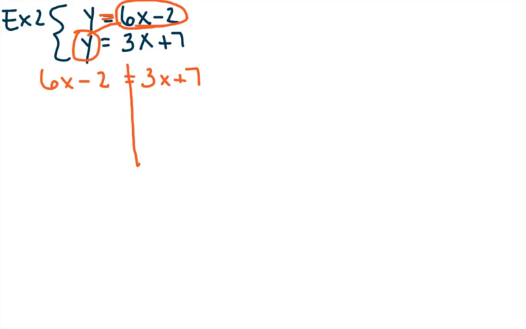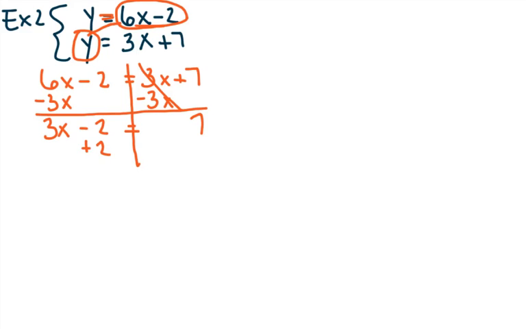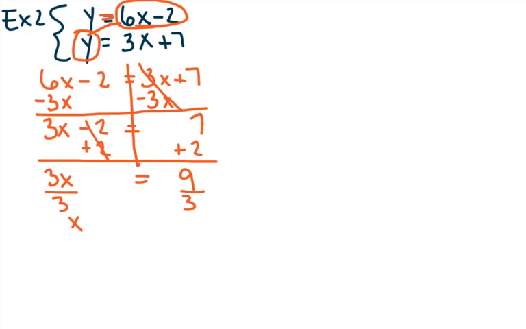So that was step 1. Step 2 is the act of solving this equation that I have. So I subtract 3x from each side. I get 3x minus 2 is equal to 7. I'm going to add 2 to both sides. The 3x drops down, so 3x equals 9, and then I divide both sides by 3. So that tells me that the x value is equal to 3.